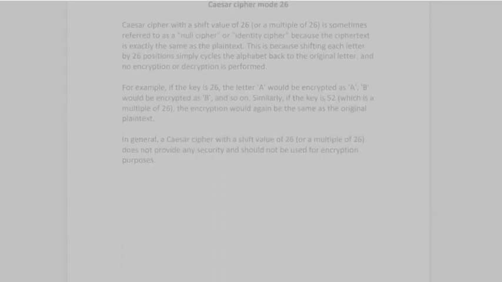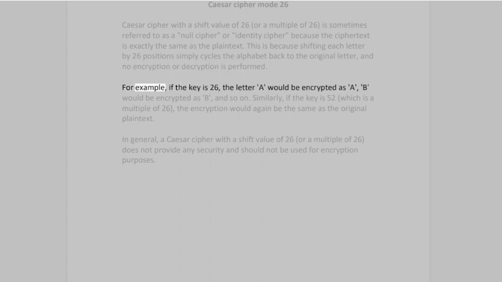Caesar cipher mode 26. Caesar cipher with a shift value of 26, or a multiple of 26, is sometimes referred to as a null cipher or identity cipher, because the ciphertext is exactly the same as the plaintext. This is because shifting each letter by 26 positions simply cycles the alphabet back to the original letter, and no encryption or decryption is performed.